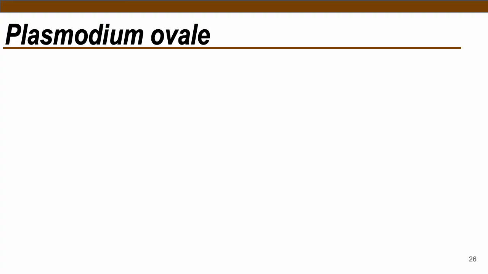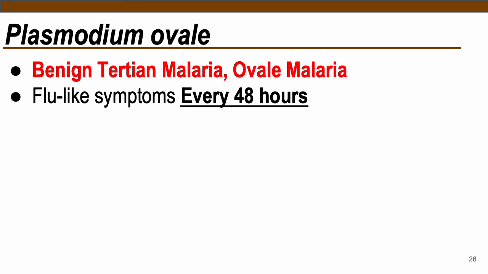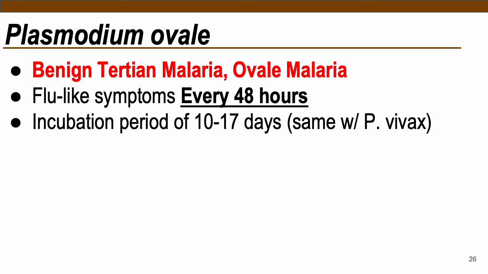So the next Plasmodium species is Plasmodium ovale. This also causes benign tertian malaria just like Plasmodium vivax. Or sometimes this malaria is called ovale malaria as well. The flu symptoms or paroxysms happen every 48 hours. The incubation period is similar to P. vivax at around 10 to 17 days.